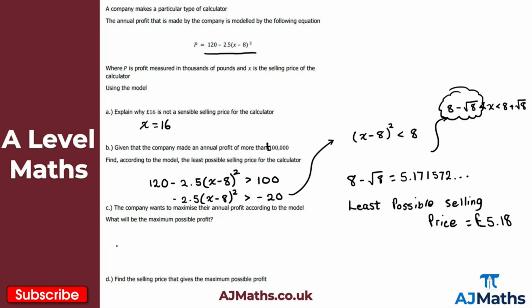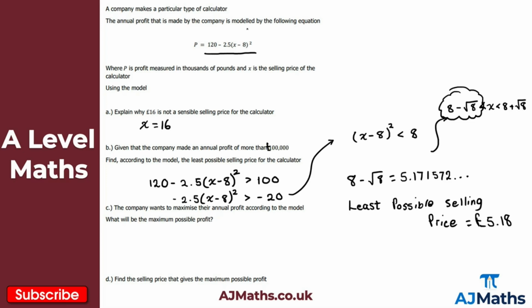For part C then, we're told the company wants to maximize their annual profits according to the model. What will be the maximum possible profit? Now, this one's actually quite straightforward once we think about it a little bit. For my profit here, notice I've got 120 minus 2.5 times this squared term. So it doesn't matter what value of x we substitute in here, whether that's positive or negative, this will always be greater than 0. It will always be positive. So I'm doing 120 minus 2.5 times a positive number, so we'll always be subtracting something from the 120. So have a think about this now.